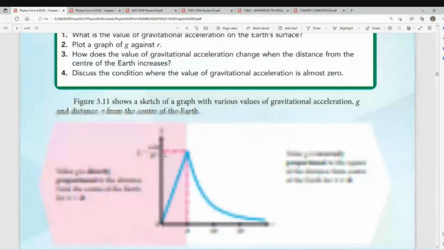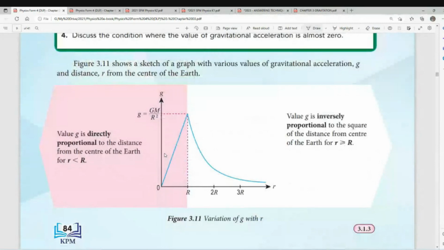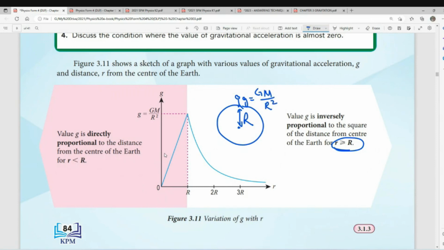There you go, so this one. Once we have r bigger than the radius of the Earth, you can refer to this one. Let's say when you stand on the Earth, the distance will be R. At this position, the gravity you experience will equal GM over R squared, which is the moment when you have the maximum g.